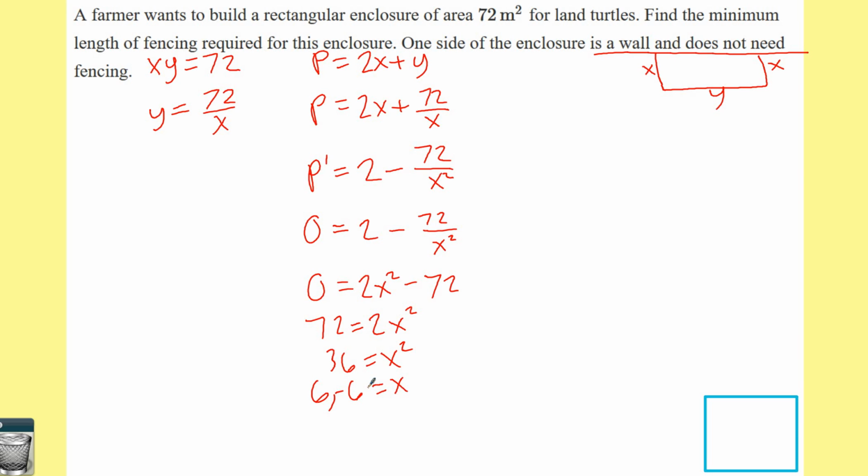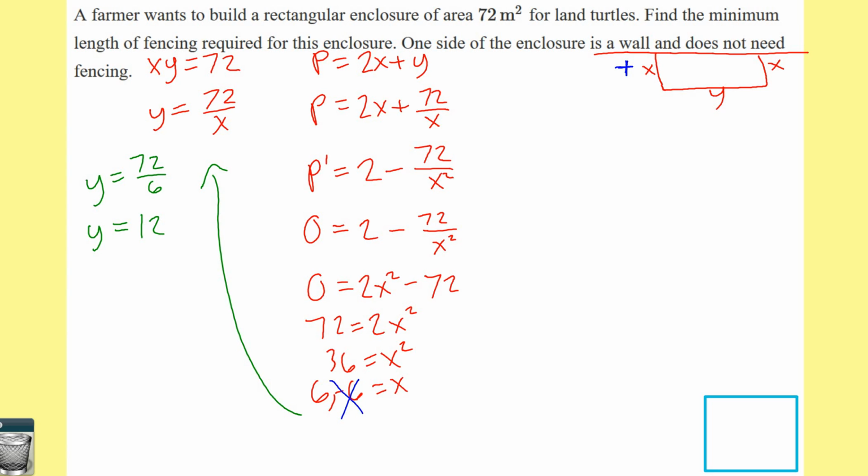But think about this. X represents a side length. Really doesn't make sense for a negative to work, okay? Because this needs to be a positive value. All right, so if 6 is our answer for x, well then we can plug it back in and figure out what y is. 72 over 6, so y is 12.